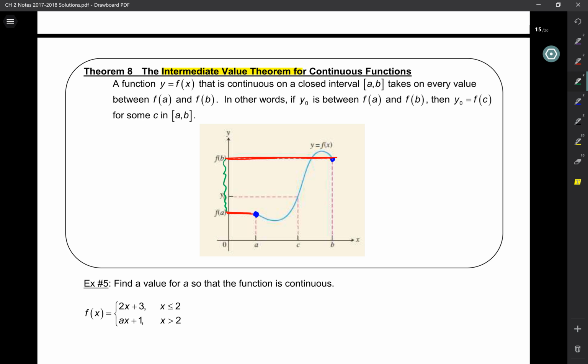So now let's read it with this in the back of our mind. A function that is continuous on a closed interval A to B, continuous, takes on every value between f of A and f of B. Well, yeah, of course it does, because it's continuous. It's got to fit all of those y values, okay? It's so cool. You'll see later how many applications it has.